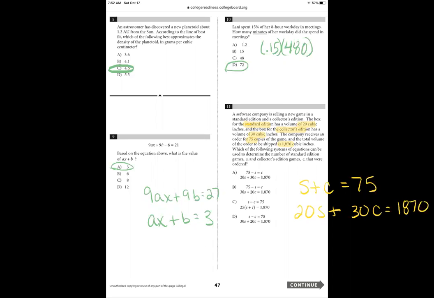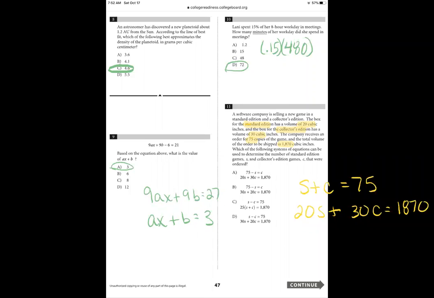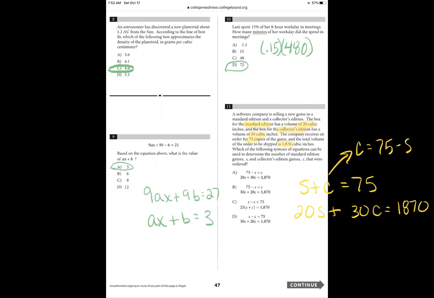Now, if I look at the system that I've written, my equations do not match any of the answers provided. However, if I rearrange my first equation and solve for C, because choices A and B are solved for C, it would be C equals 75 minus S, which now matches A and B. But if I carefully look at my second equation, it's going to match choice A with the 20 cubic inches for the standard edition. So be careful to sort out your variables there.